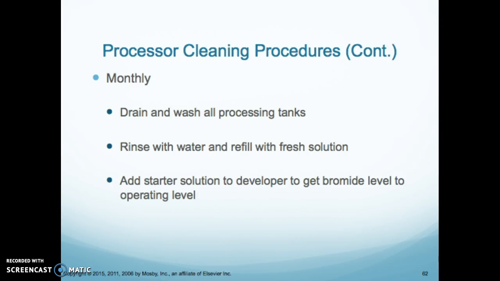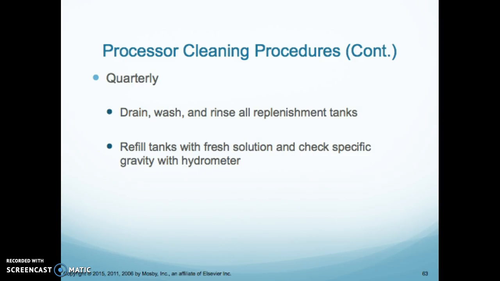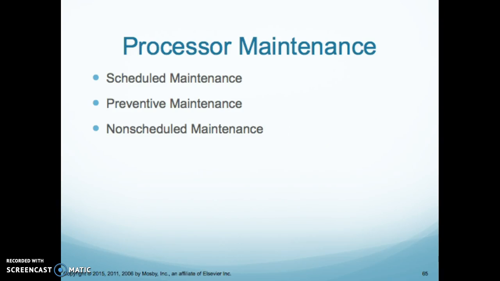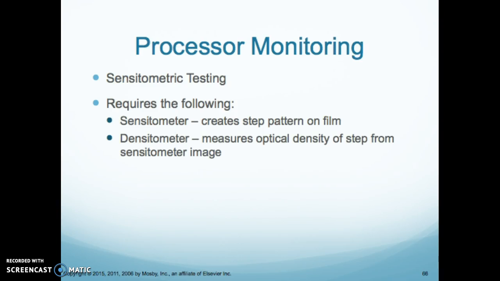Monthly, we drain and wash all processor tanks, re-rinse with water and refill with fresh solution, add starter solution if needed. Quarterly, drain and wash replenishment tanks, refill tanks with fresh solution, and check the specific gravity. And yearly, we thoroughly do a cleaning. We take everything out, drain it all. We'd actually have someone come out. So processor maintenance, there's scheduled maintenance, preventative maintenance, and non-scheduled maintenance, as you can imagine.